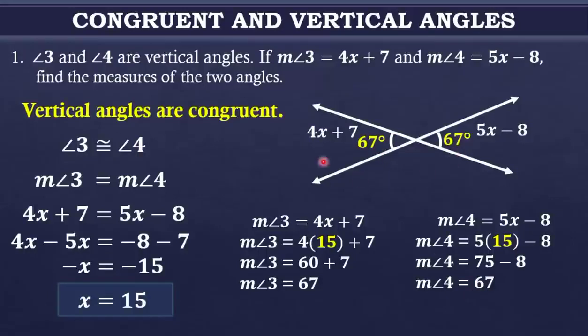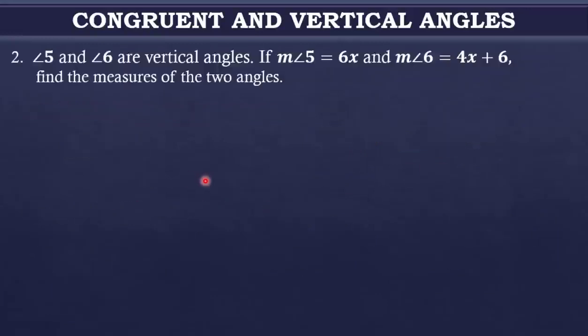So, kung babalikan natin ito, na vertical angles are congruent. So, as you can see, they are congruent. And they are equal. Next. So, angle 5 and angle 6 are vertical angles. If the measure of angle 5 is equal to 6x and the measure of angle 6 is equal to 4x plus 6, so find the measures of the two angles.